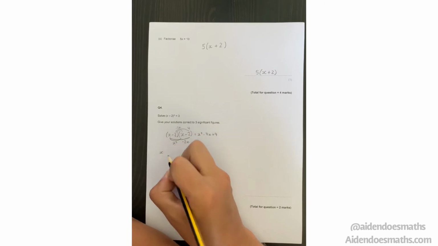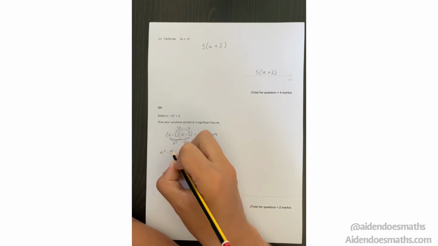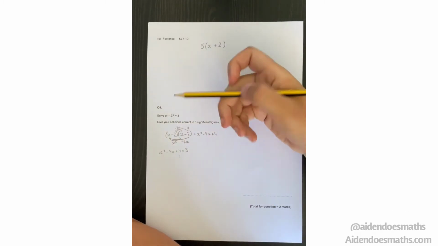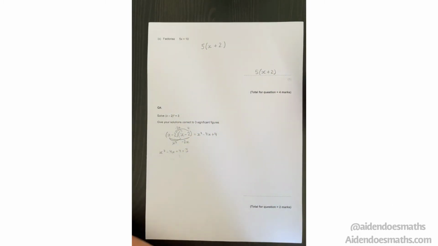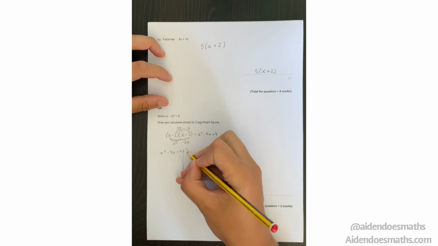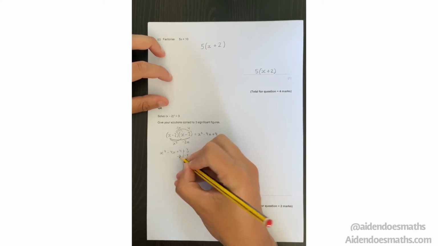Okay, our next step is to put that equation equal to 3, because we've just rewritten that left-hand side in the quadratic form there. Okay, now if we're solving, remember, our equation needs to be equal to 0. So to do that, we need to subtract 3 from both sides.